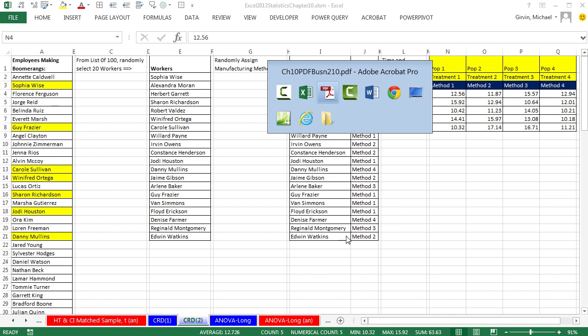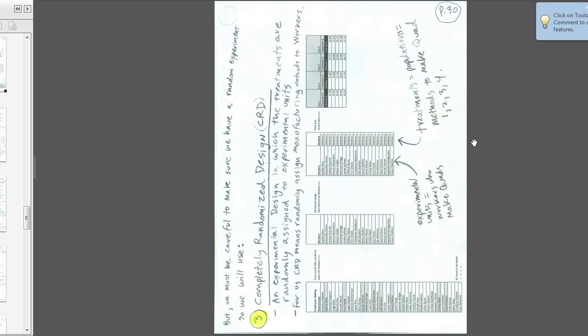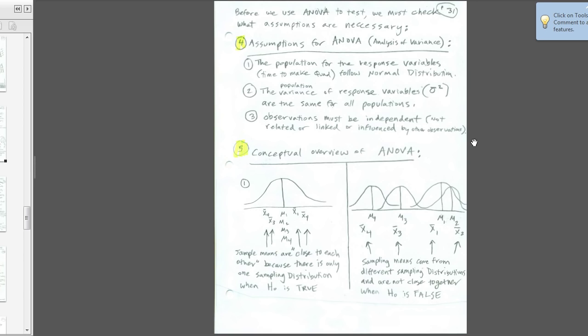Now I want to go back over to the PDFs, Control-Shift-minus, and then page down. Now we need to talk about our assumptions for ANOVA. The first assumption is the population for the response variable, remember, that's time to make the quads, follows a normal distribution. Second, the population variances of the response variable are the same for all populations.